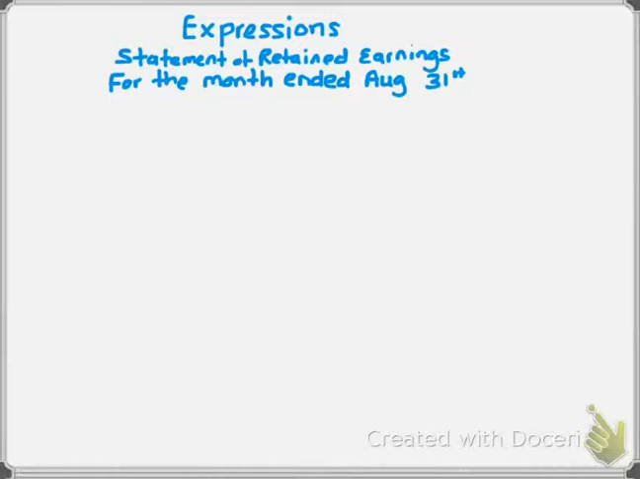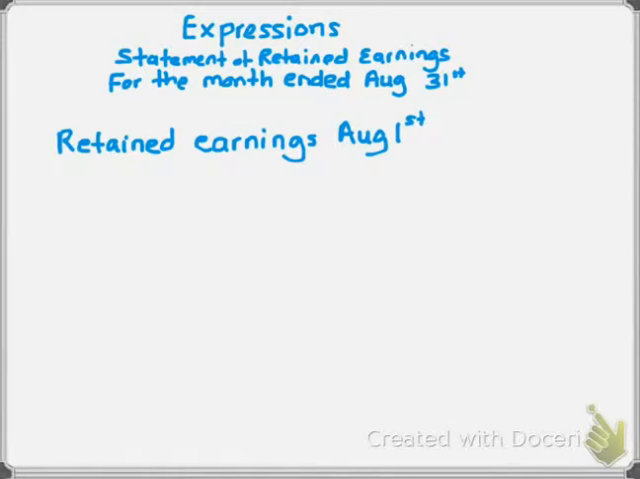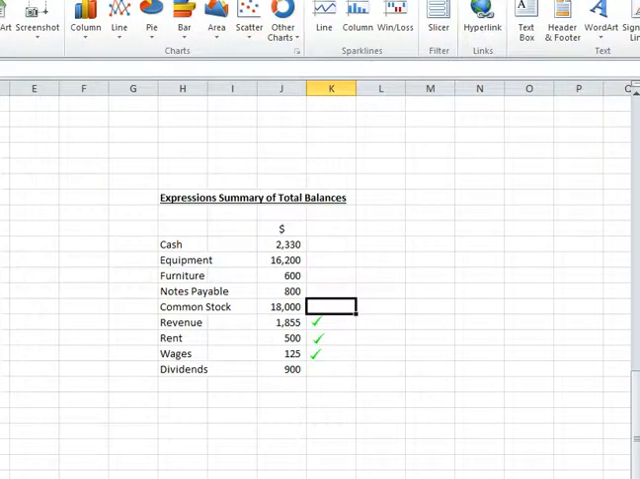The first item that goes on a statement of retained earnings is the retained earnings at the beginning of the period. The beginning of the period for this question is August 1st. So what is the retained earnings at the beginning of the period? If you look at the data set for this question, we do not see retained earnings listed anywhere.